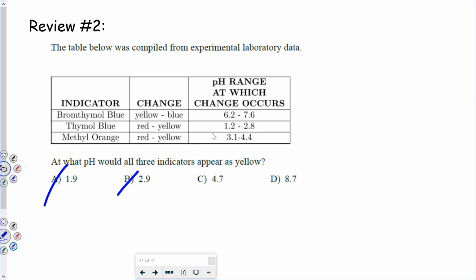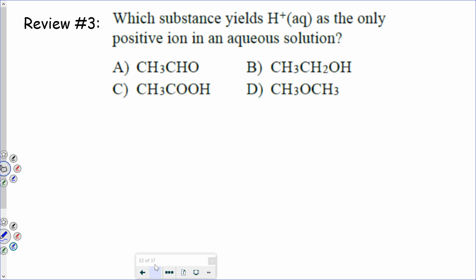pH of 4.7. That's less than 6.2, so it's going to be yellow. In thymol blue, it's greater than 2.8, so it's going to be yellow. And in methyl orange, it's greater than 4.4, so it's also going to be yellow. So choice C is the one where the pH is going to give you yellow for each of these. D is wrong because 8.7 is greater than 7.6, and that would give you a color of blue. So that's out. So make sure you know how to use your indicators.